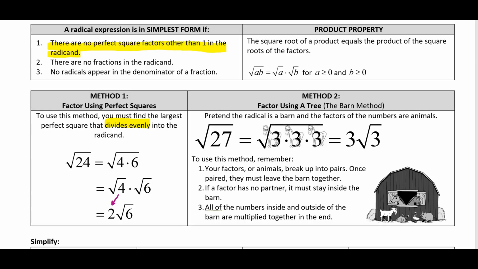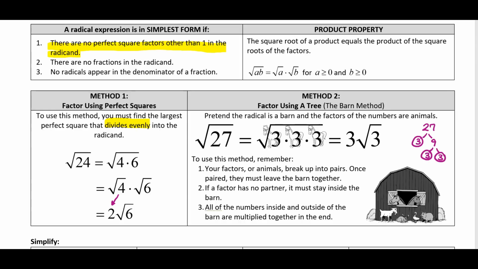So method 2 uses a factor tree, and we often call this the barn method. It's a little silly, but sometimes silliness is what you need to remember things. So you have to imagine that the radical is a barn. So this radical here of the 27 is a barn. And we take 27 and we break it up into all its prime factors. So we're going to do our factor tree. 27 can be divided by 3 and 9. 3 is prime, 9 is not. And then 9 can be broken up into 3 times 3. So the prime factors of 27 are 3 times 3 times 3, which all multiply to equal 27.